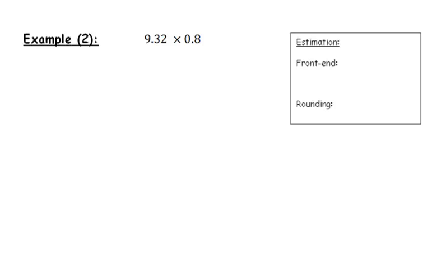So example 2, we're going to set it up the same way. Treat them as whole numbers. 932 multiplied by 8. Multiply through by the 8. 8 times 2 is 16. Carry your 1. 8 times 3 is 24. Plus 1 is 25. Carry your 2. 8 times 9 is 72. Plus 2 is 74.